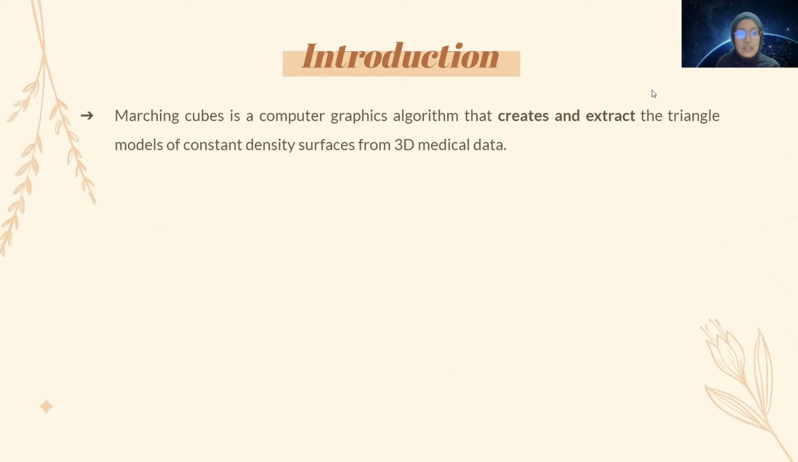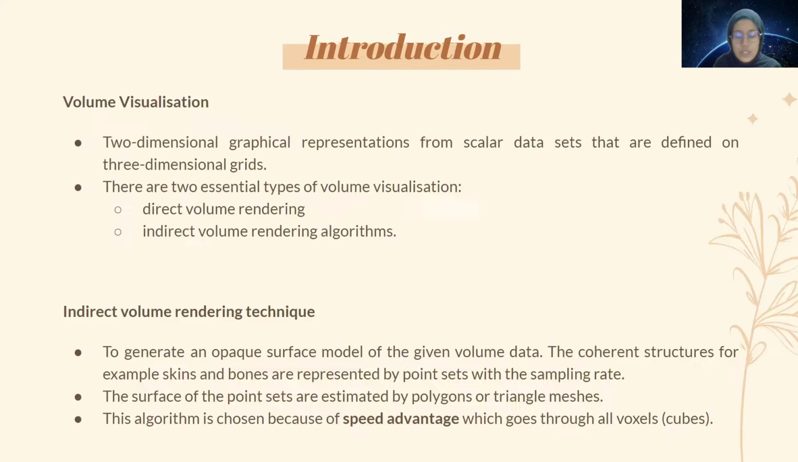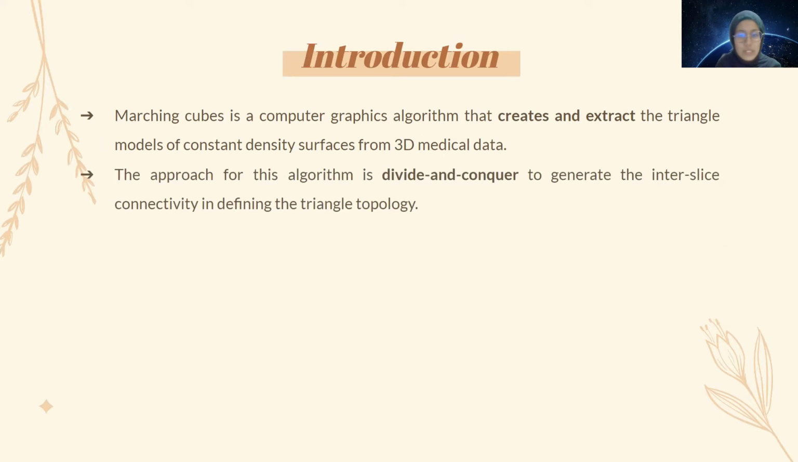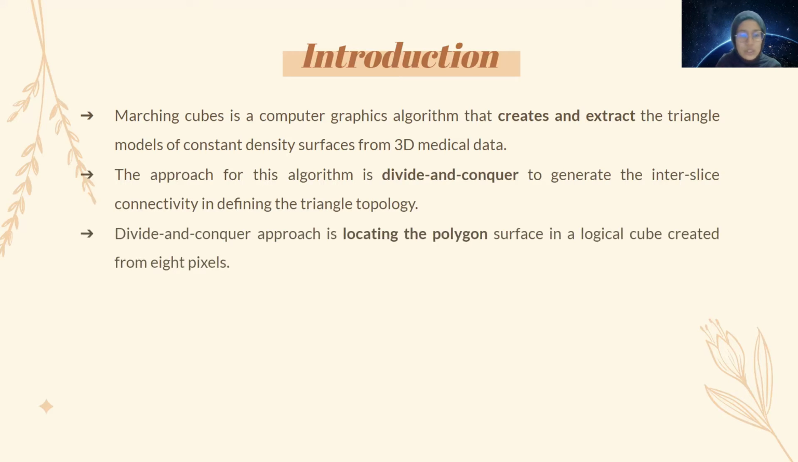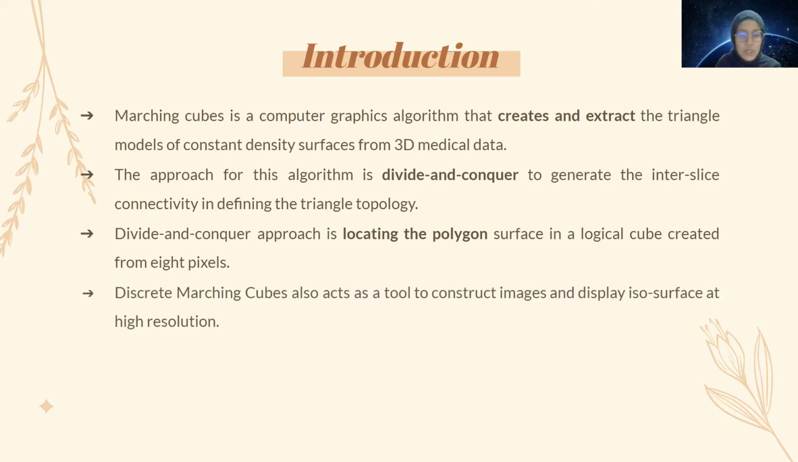Marching cube is a computer graphic algorithm that creates and extracts the triangle model of constant density surface from 3D medical data. The approach for this algorithm is divide and conquer to generate the interslice connectivity in defining the triangle topology. Divide and conquer approach is locating the polygon surface in a logical cube created from 8 pixels. Discrete marching cube also acts as a tool to construct image and display ISO surface at high resolution.